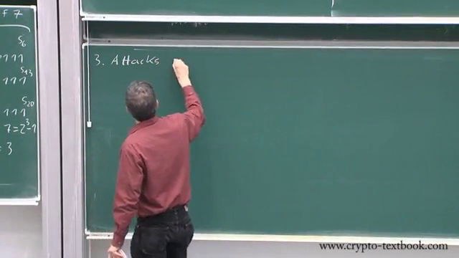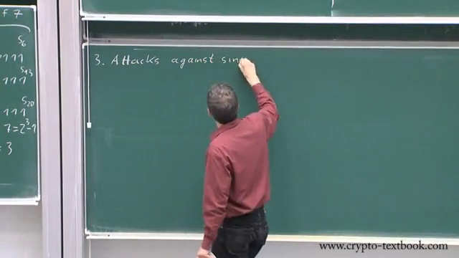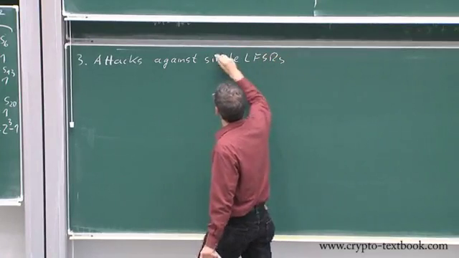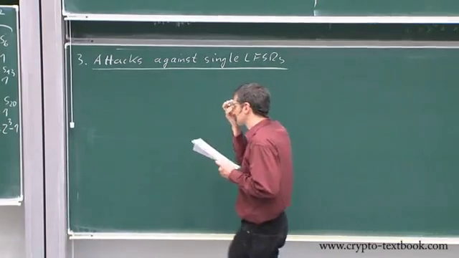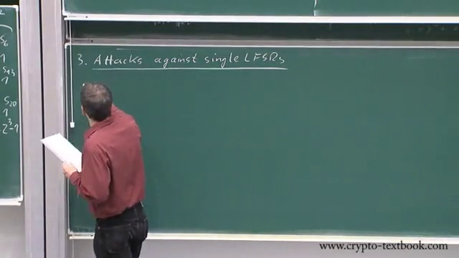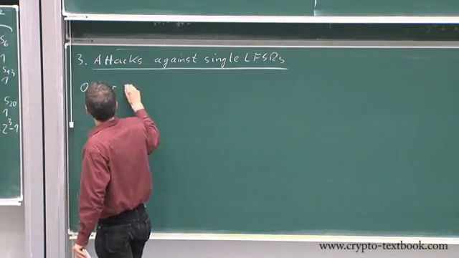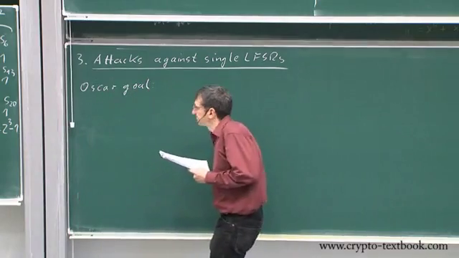Attacks against single LFSRs. So the attacker is usually referred to as Oscar. Oscar's goal is the following.